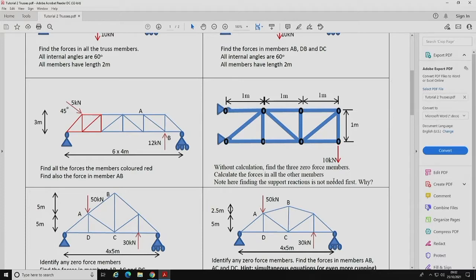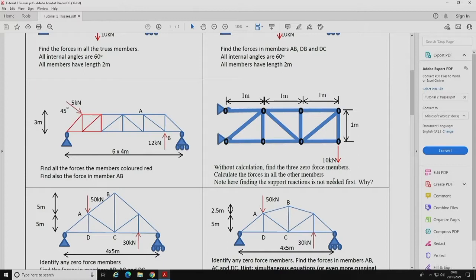Anyway, as it is not working, I'm going to do some problems on trusses. I'll solve a few problems, and you can ask me any questions that you're not getting on this topic. Then I'll discuss the test we are going to have this week on your first topic, which is the reaction forces and the equilibrium. I'll tell you what to expect and when that would be.